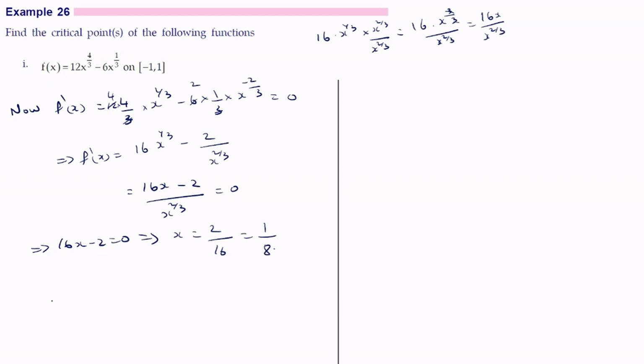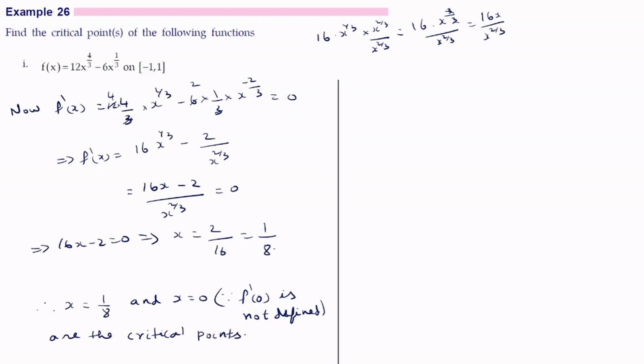So the critical point is x is equal to 1 by 8, and here we can see that when x is equal to 0, f dash of x is not defined, since f dash of 0 is not defined. So these two are the critical points.